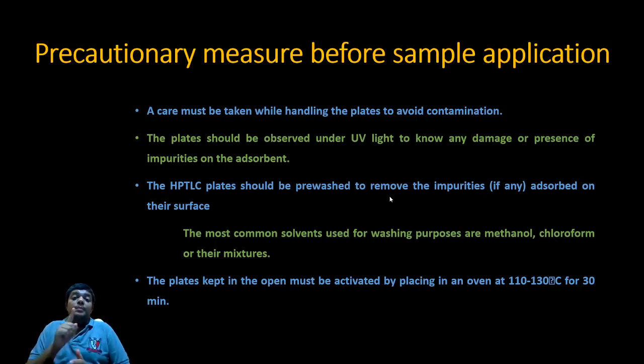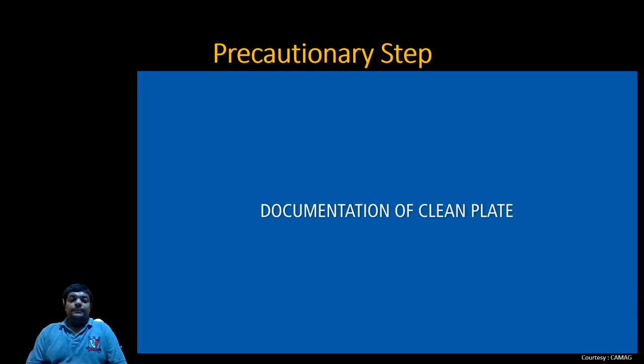The HPTLC plate should be pre-washed. The most common solvent used for pre-washing is methanol, chloroform, or the mixture. Why? Because they are low boiling, you can easily remove them by just keeping those plates in the oven. The plate kept in the open must be activated by placing it in the oven at 110 to 130 degrees centigrade for 30 minutes. You need to activate those small pores of the adsorbent so that the adsorption phenomenon occurs. So let us first check how this precautionary measure can be taken when we really have that large plate compared to TLC on which this HPTLC experiment will be conducted.